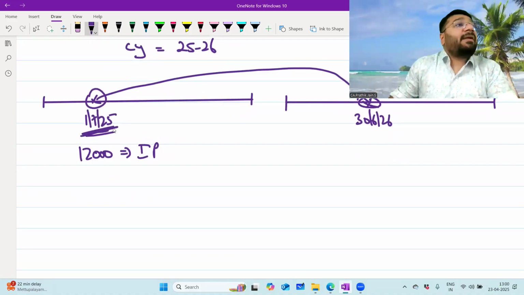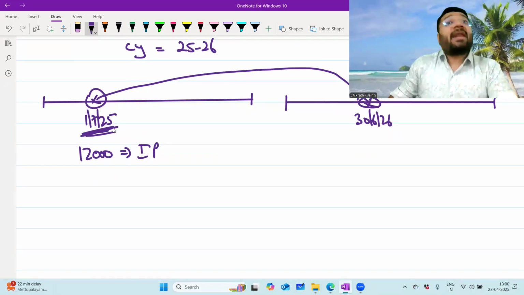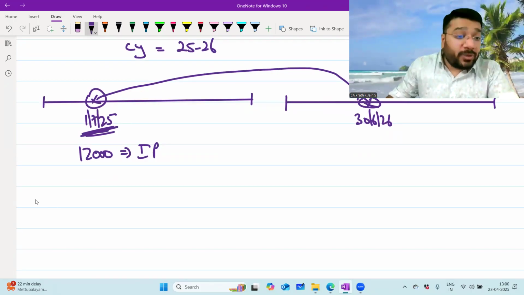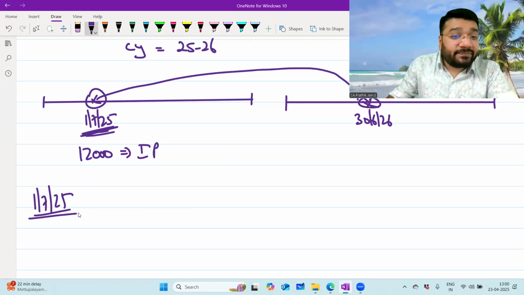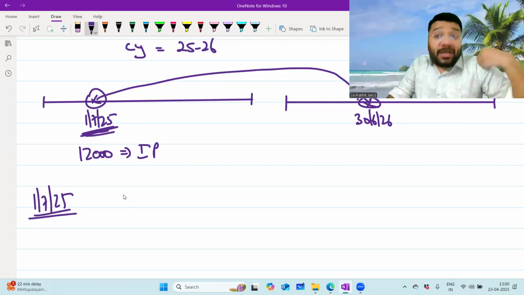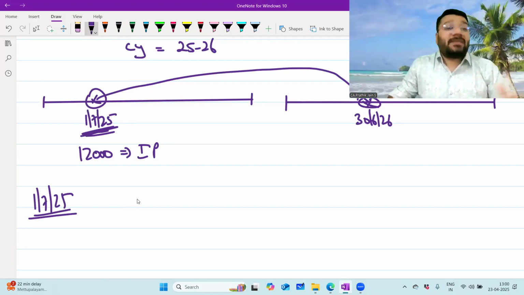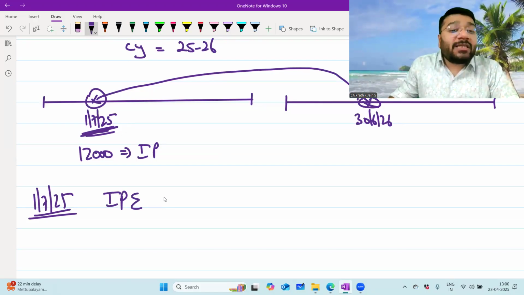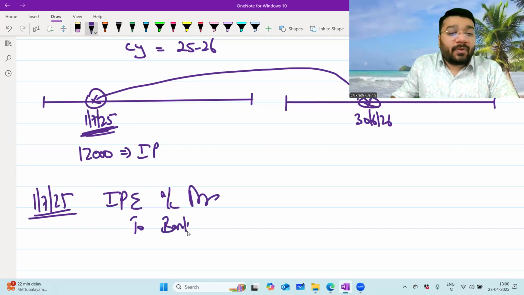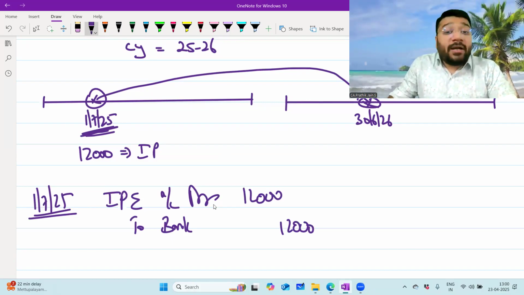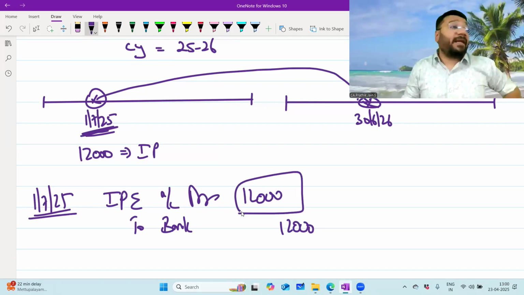1/7/2025, I made the payment. My accountant will record one entry. What entry will he record on 1 July 25? According to him, anything that is paid is expenses. So what entry will pass? Insurance premium expense account debit to bank, 12,000. According to him, this entire 12,000 rupees is expenditure.